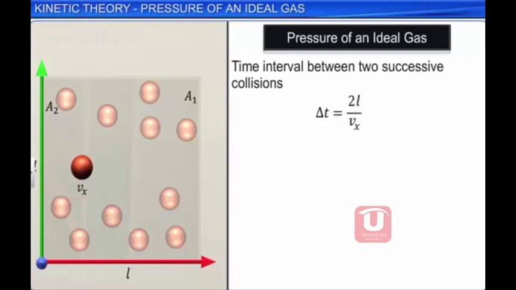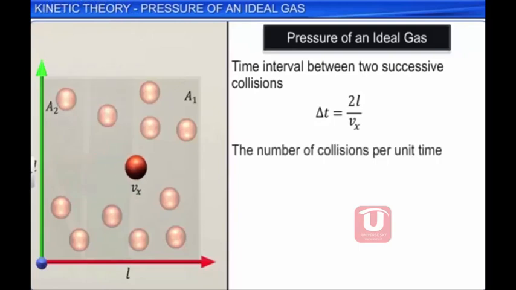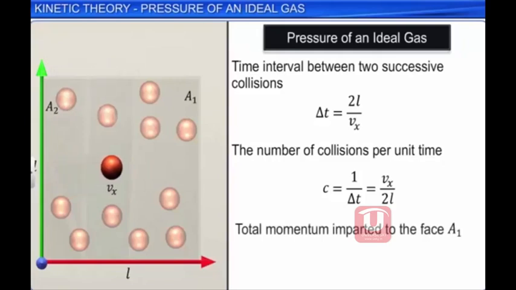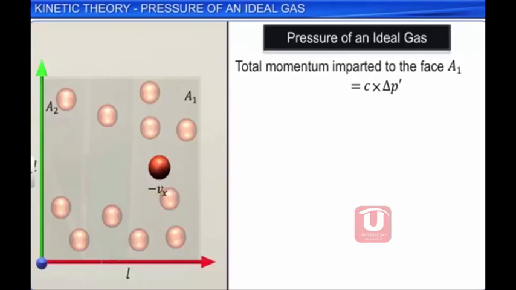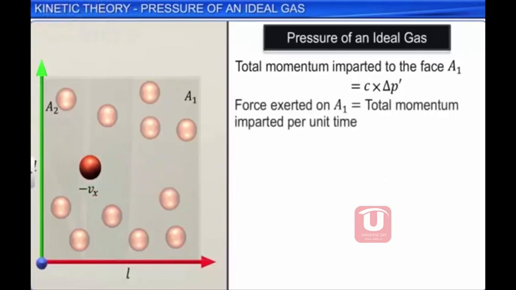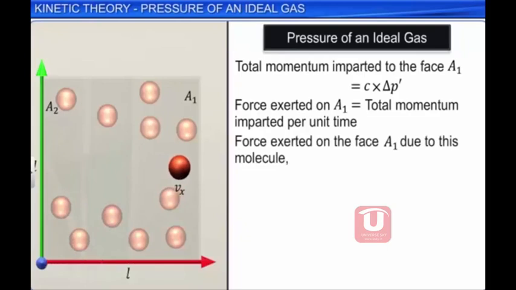Then the number of collisions of this molecule per unit time is C is equal to 1 by delta T, which is equal to Vx by 2L. The total momentum imparted per unit time to face A1 by this molecule is equal to C into delta P dash. According to Newton's second law of motion, the total momentum imparted per unit time is equal to the force exerted on face A1 due to this molecule. Therefore, the force exerted by one molecule delta F is equal to C into delta P dash. The force due to this molecule is Vx by 2L into 2mVx, which is equal to mVx square by L.